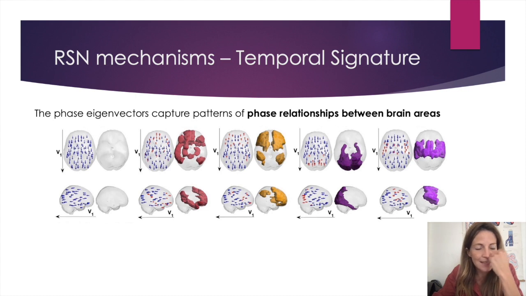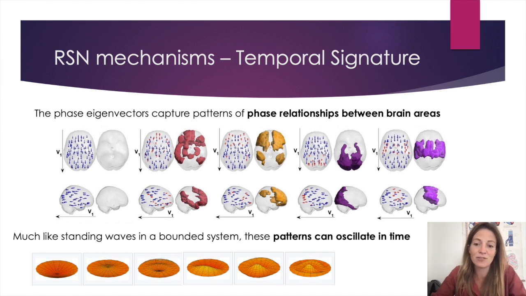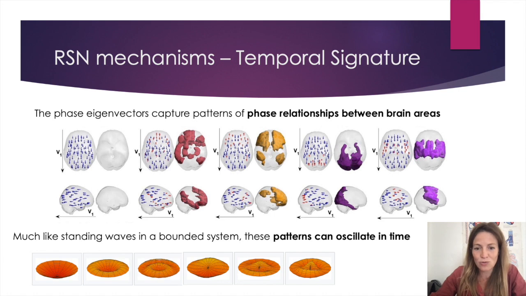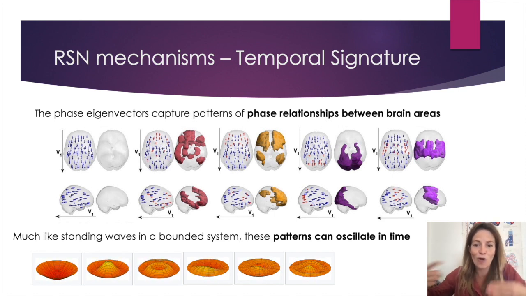So the thing is that we are finding these phase eigenvectors, and what they are capturing is phase relationships between brain areas. So it doesn't matter which one is going up. What matters is that when one goes up, the others go down, and vice versa. In a way, it reminds us of the behavior of standing waves in bounded systems, where there are patterns. So here for each of these waves, there would be one eigenvector, and then this eigenvector can oscillate in time. So this is to convey this.